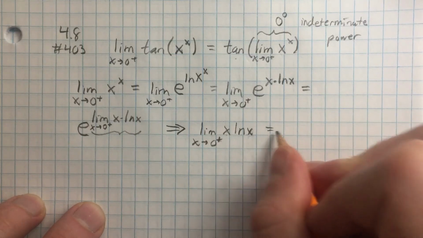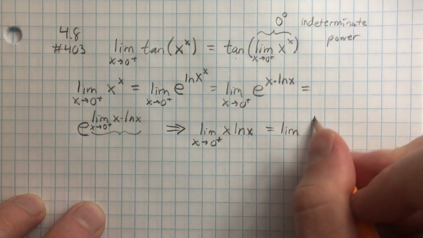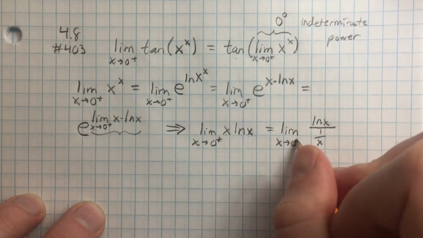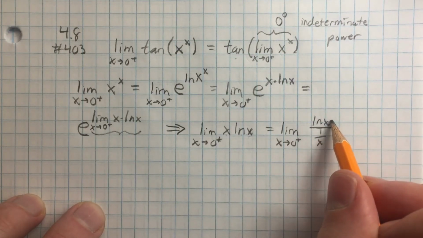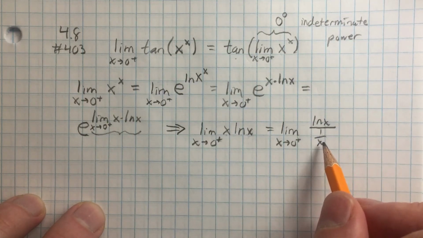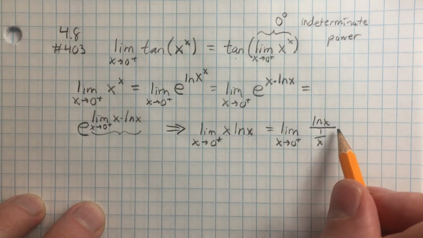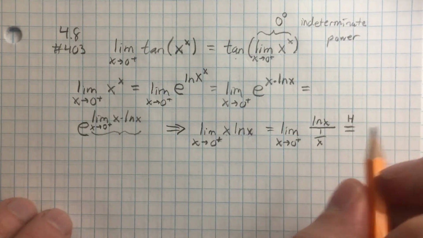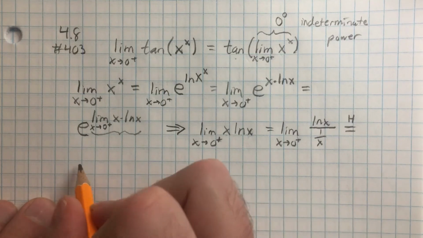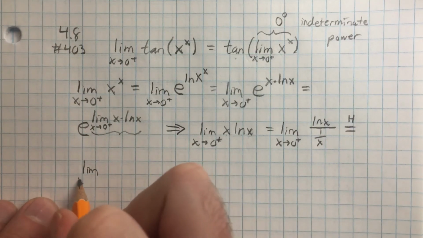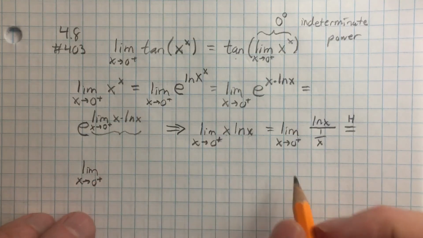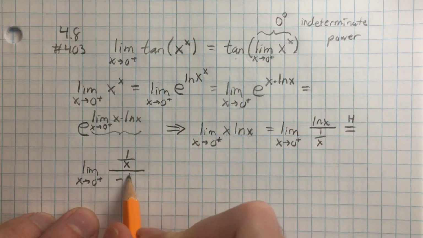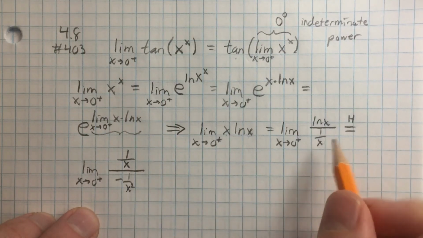So this should be the same as the limit of ln x over 1 on x as x approaches 0 from the right. So now we've got negative infinity over infinity. That's a quintessential indeterminate quotient to which L'Hopital's rule applies. So now, using L'Hopital's rule, we will take the derivative of the top and bottom separately and reapply the limit. So now we have a limit as x approaches 0 from the right of 1 on x for the derivative of the natural log and negative 1 on x squared for the derivative of 1 on x.